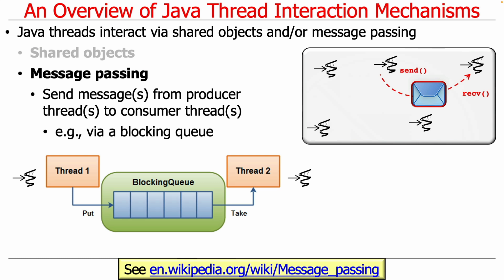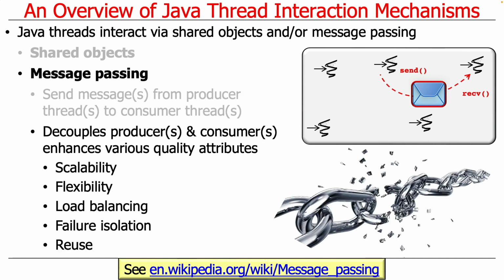The other approach for coordination and interaction is message passing, where you have producers and consumers, and the producers generate data and put it into some kind of shared, thread-safe, synchronized buffer, message queue, blocking queue, whatnot, and then one or more threads take stuff out of that queue. It typically is done with a so-called blocking queue, which means when the queue is empty, you have to wait for it to be not empty to get something out of it. And when the queue is full, you have to wait for the queue to be not full before you can put anything into it. This decouples the producers and consumers and enhances various quality attributes.